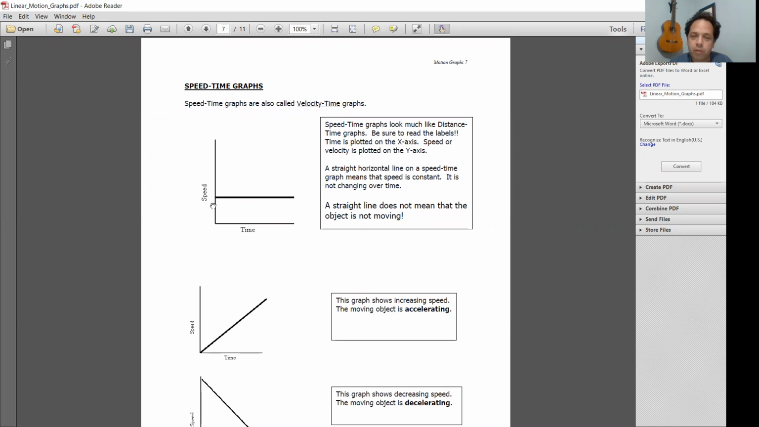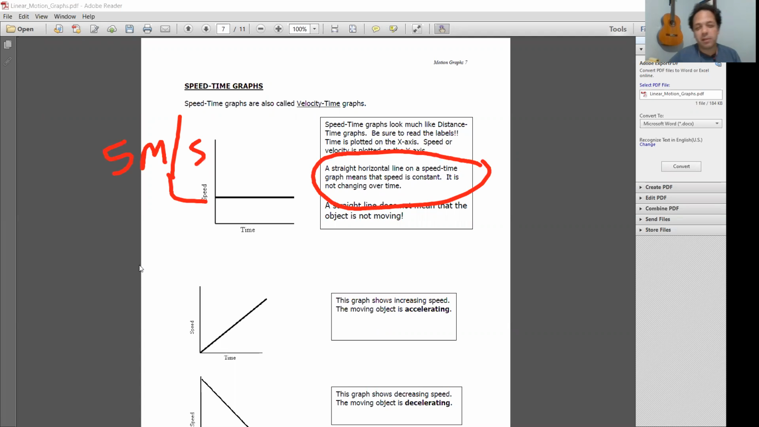Well, in the last one, we saw that a straight flat line meant that the object was not moving, but that's different for speed time. A flat line indicates constant speed. So this is a constant speed. This is like maybe 5 meters per second or something, right? It's just going 5 meters per second. So that's an object that is moving at a constant speed.